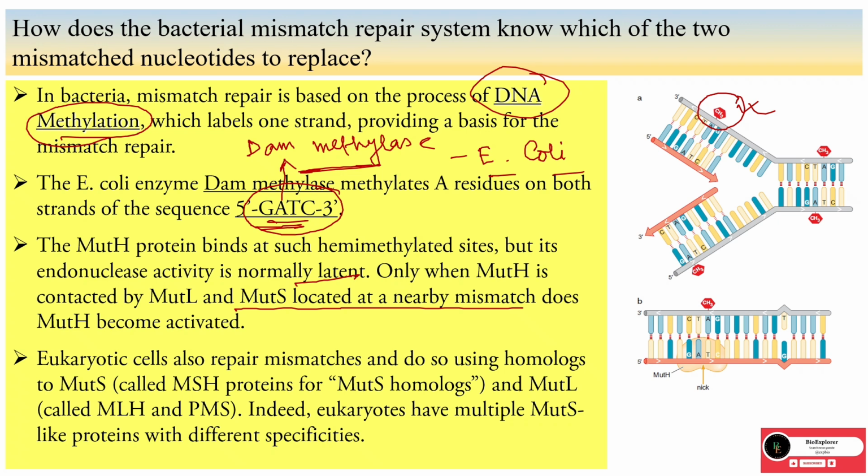This type of repair mechanism is also found in eukaryotic cells, where the cells have MutS homologs called MSH proteins, and MutL homologs, also called MLH and PMS, though eukaryotes have multiple MutL-like proteins with different specializations.